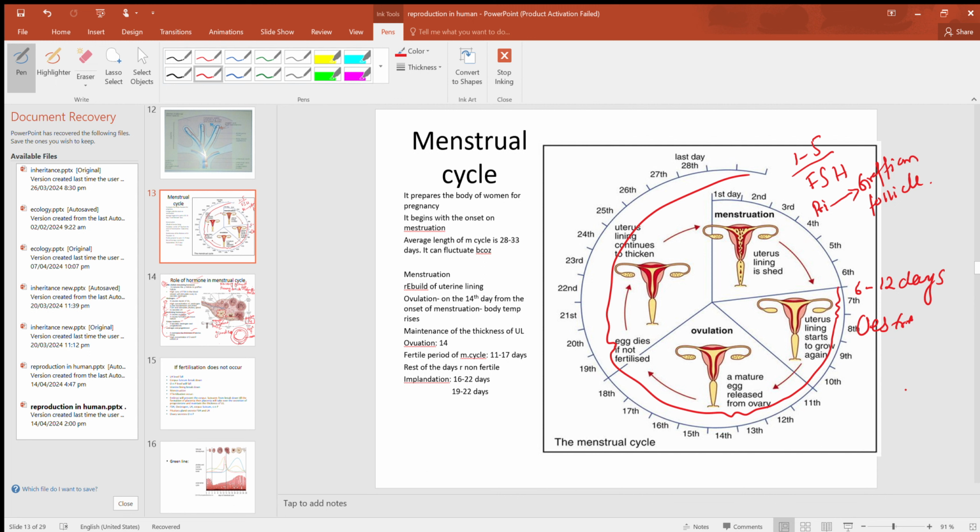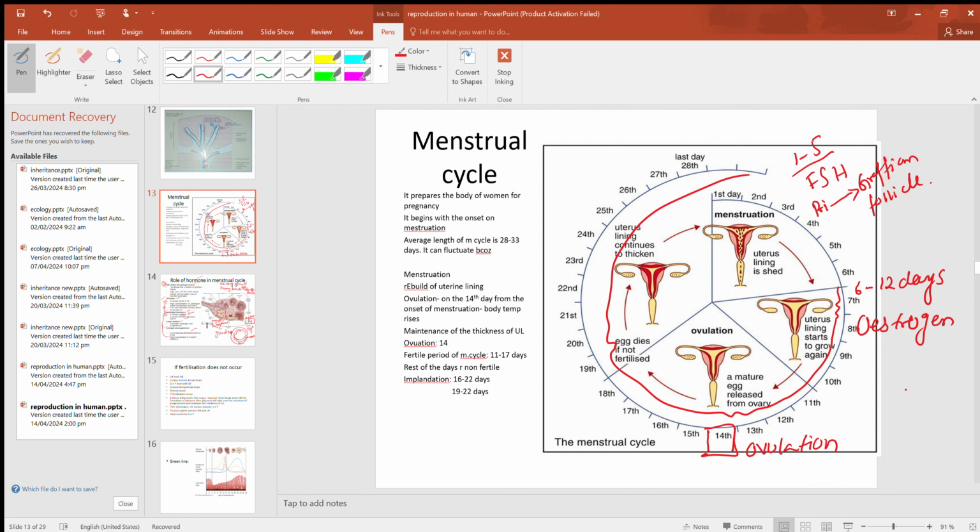Estrogen. Now, what is the role of estrogen? Of course, when the uterine lining sheds off, there should be the repair of the uterine lining. So the repair of uterine lining will happen because of the estrogen. Now, why is the uterine lining rebuilding? So that it can implant the embryo. For the implantation of the embryo, there should be a release of egg first from the ovary. So on the 14th day from the onset of menstruation, there should be ovulation. Ovulation means release of egg from the ovary.